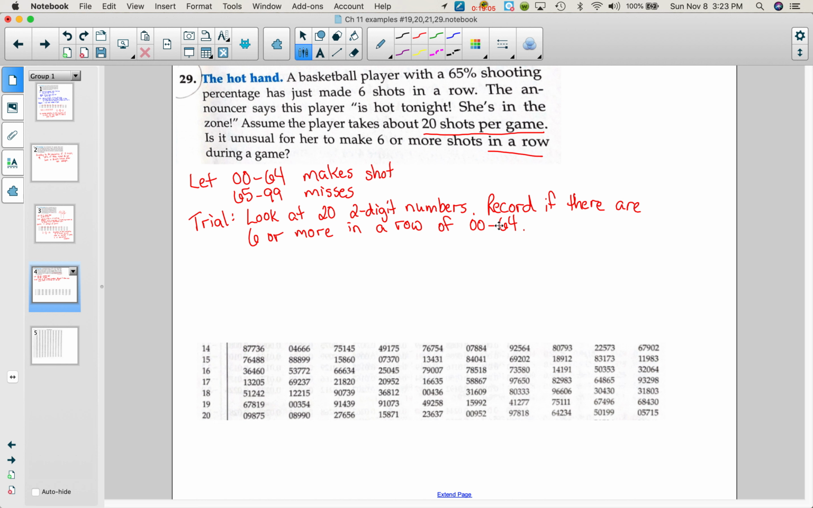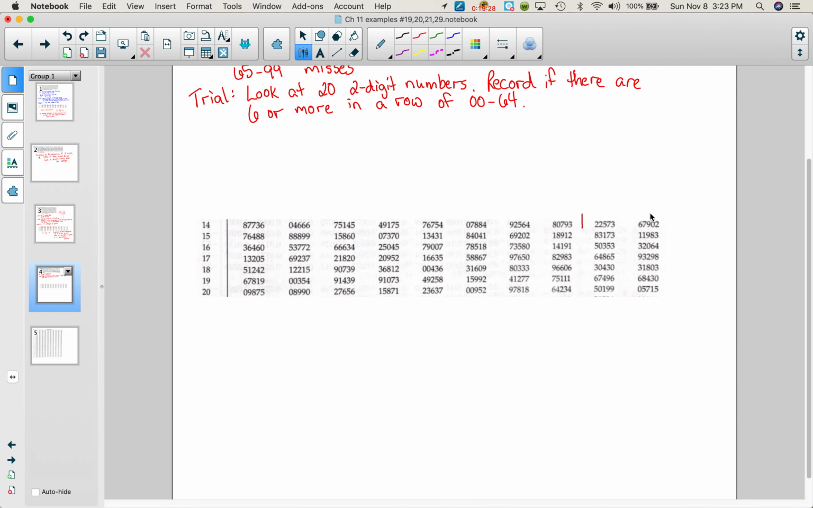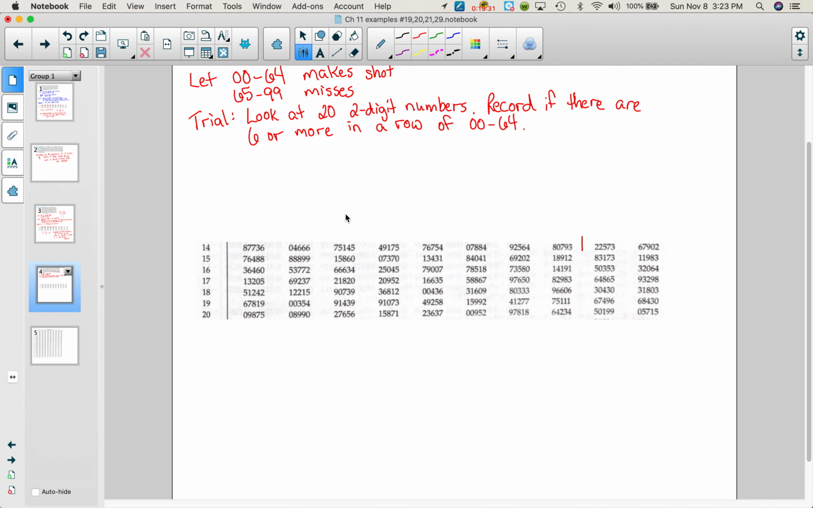Now, so looking at 20 digits. So 20-digit pairs, which means I have to look at, so this would be the end of my first one. So I'm just going to actually do, it's a random digit table and I can do this. I'm just going to do a trial on each row and ignore these last 2 groupings. So looking at, and I'm probably not going to do a lot to finish this problem, but 87 would be a miss. 73 is a miss.